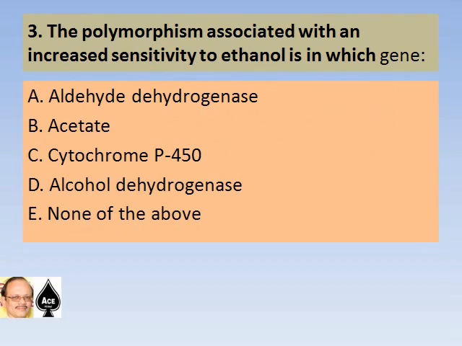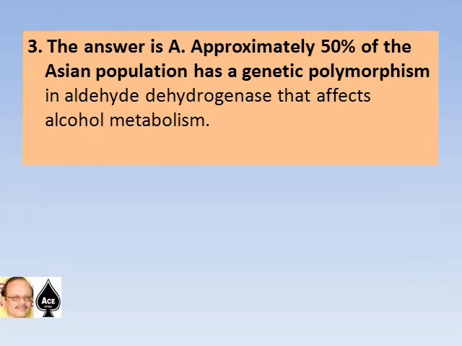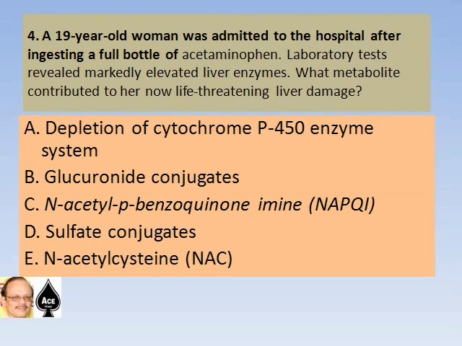The polymorphism associated with an increased sensitivity to ethanol is in which gene? Option A, aldehyde dehydrogenase; B, acetate; C, cytochrome P450; D, alcohol dehydrogenase; E, none of the above. Which option is correct? The answer is A. Approximately 50% of the Asian population has a genetic polymorphism in aldehyde dehydrogenase that affects alcohol metabolism.